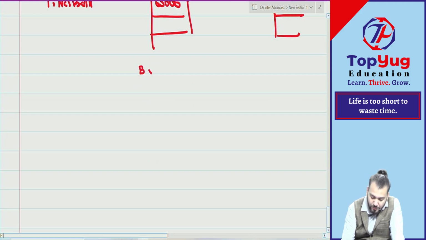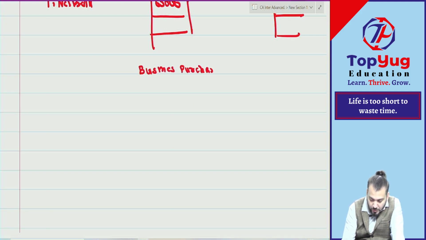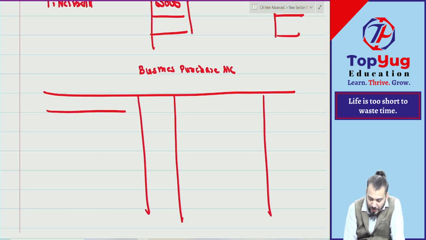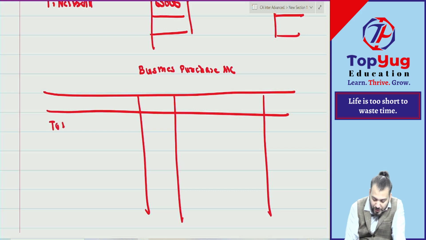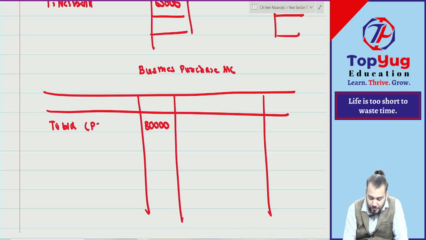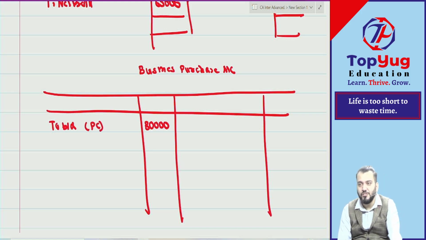Devak's business purchase account. What is the opening balance from the trial balance to balance brought down? 80,000. Correct. Understood. Can you see this is the amount of PC? This is the amount of PC.